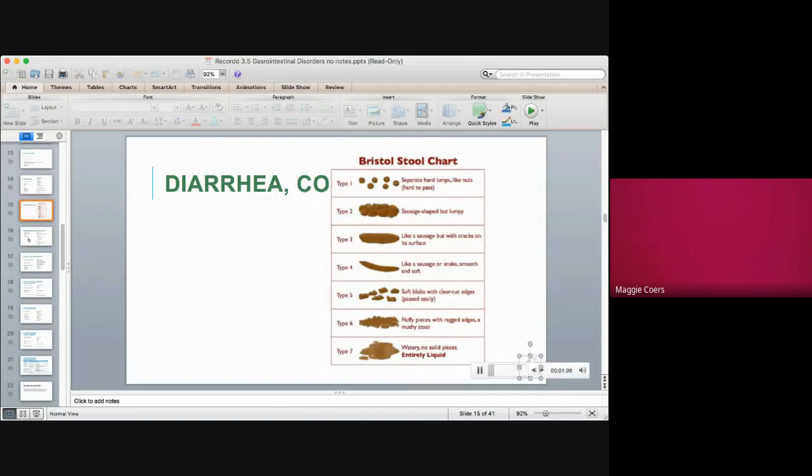All right, so here's the Bristol stool chart. We can use this to more fully describe the stools that patients are having. So type 1 is very hard, type 7 is very watery.